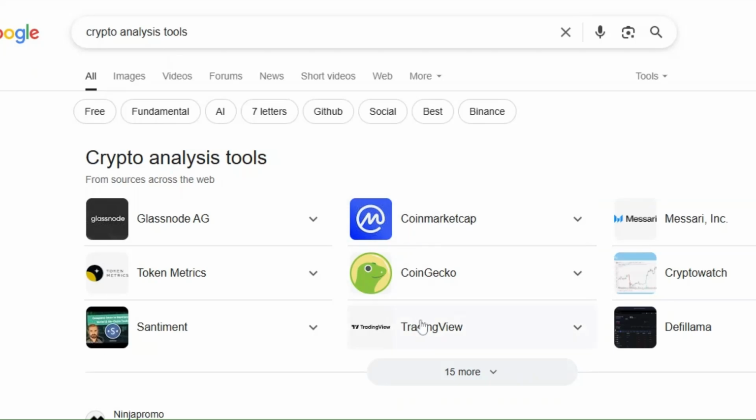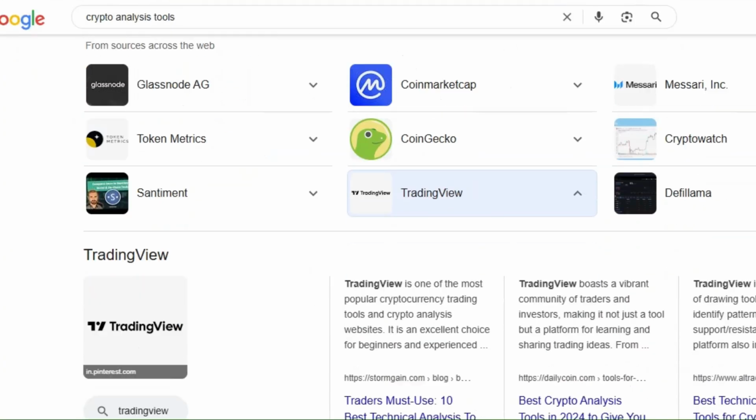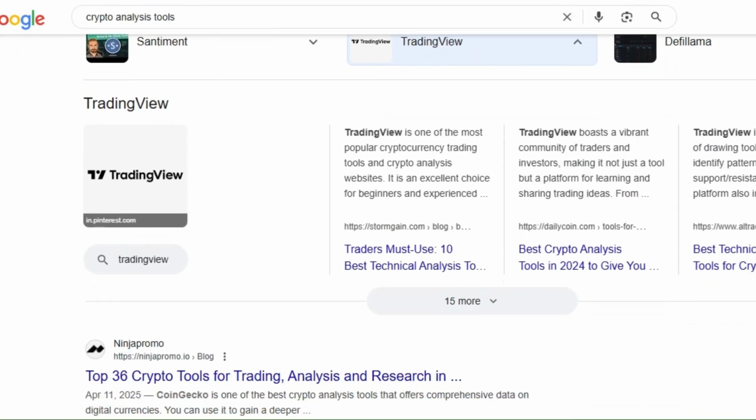In my case, I only use CoinMarketCap and TradingView. Sometimes I use Token Metrics or CoinGecko for watching the new crypto listing. I used to use the screener, but today we're going to open TradingView. What is TradingView?